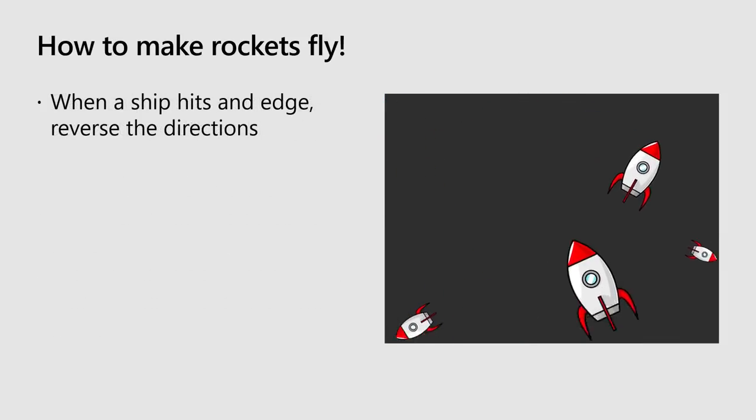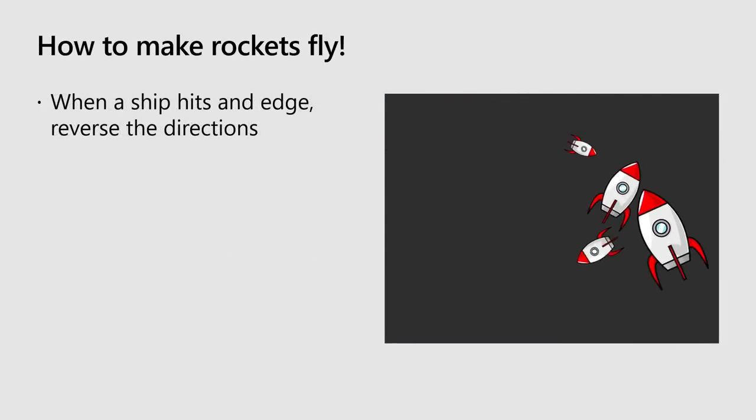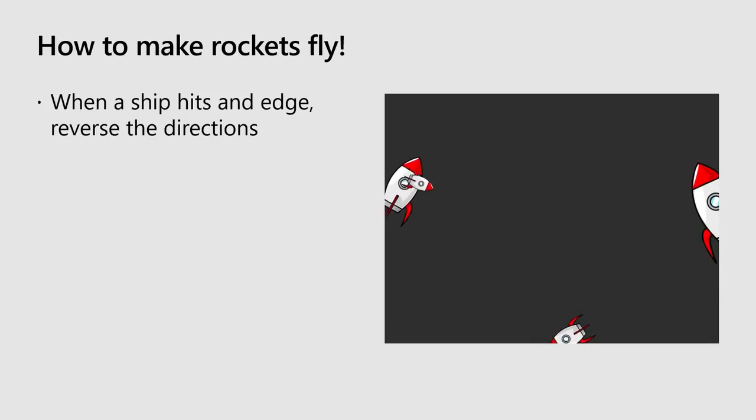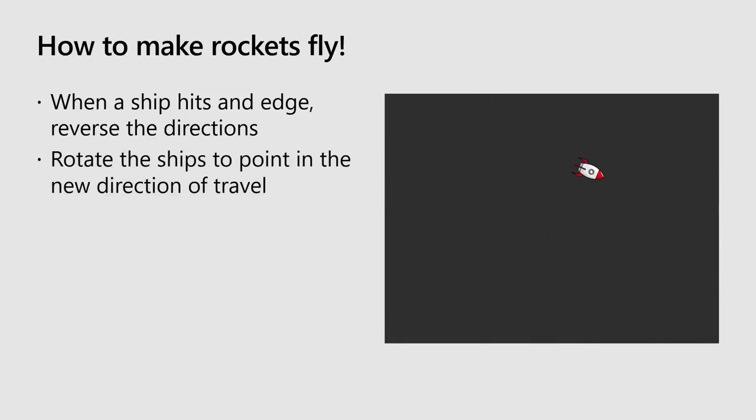And when the ships hit the edge of the visual, we're going to swap over that direction so that they appear to bounce around the visual. And then when the ship hits the edge of the visual, we're going to rotate it round so that it's always pointing in the direction of travel. And I can assure you it's going to be easier to build it in the Power BI visual than it was to get it working in PowerPoint.